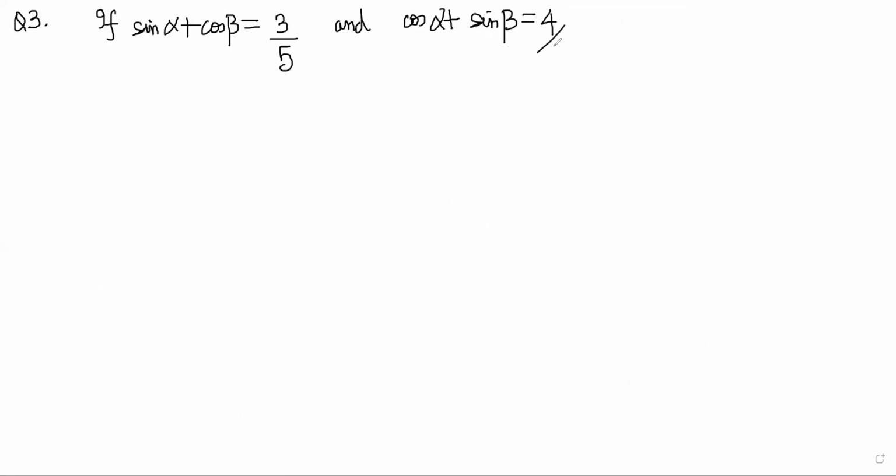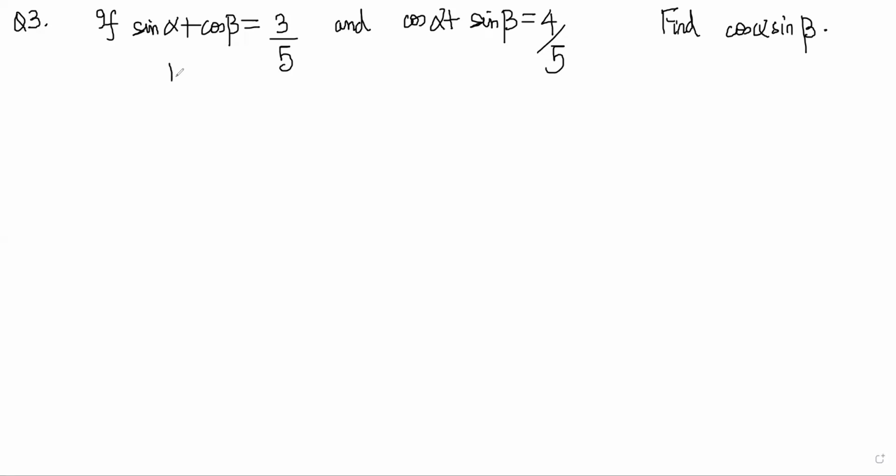Question number 3. And this question says, if sine alpha plus cos beta is equal to 3 by 5 and cos alpha plus sine beta is equal to 4 by 5, we have to find the value of cos alpha sine beta. This is a pretty straightforward question. However, you should not do something arbitrary. You basically don't try to find the values of each of sine alpha, cos alpha, sine beta, cos beta. That is not the correct strategy here. You don't have to try to solve for each of the terms, right?